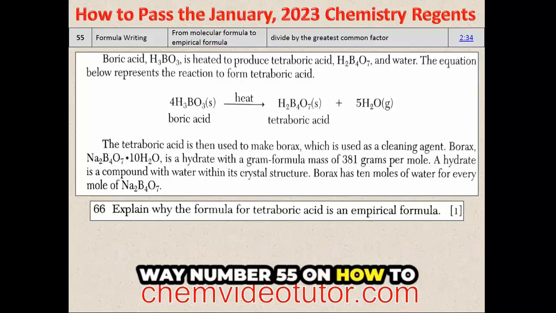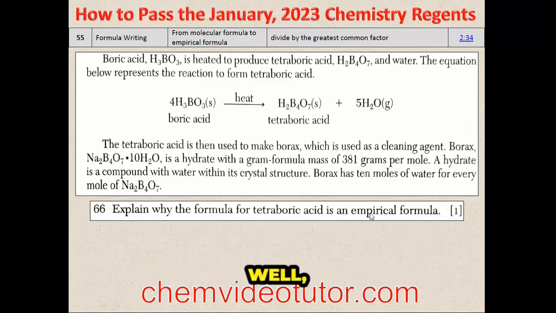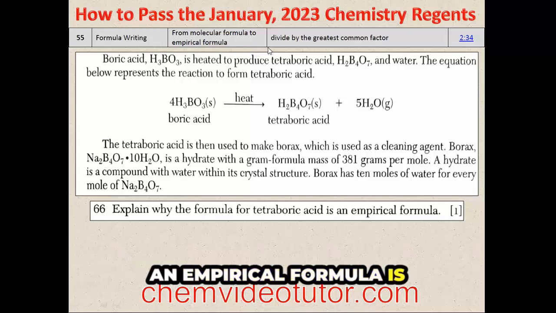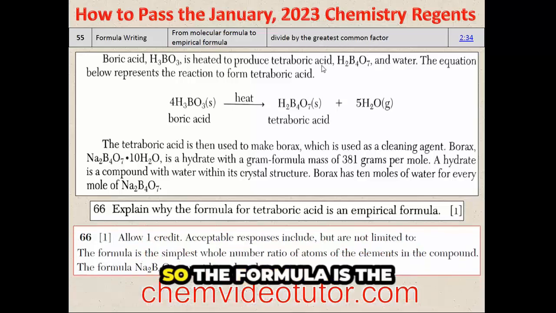Way number 55 on how to pass the January 2023 Chemistry Regents. Explain why the formula for tetraboric acid is an empirical formula. Well, an empirical formula is when a formula is written in simplistic form, which you do by dividing by the greatest common factor. So, the formula is the simplest whole number ratio of atoms of the elements in the compound, or ultimately, it's a formula that cannot be reduced.